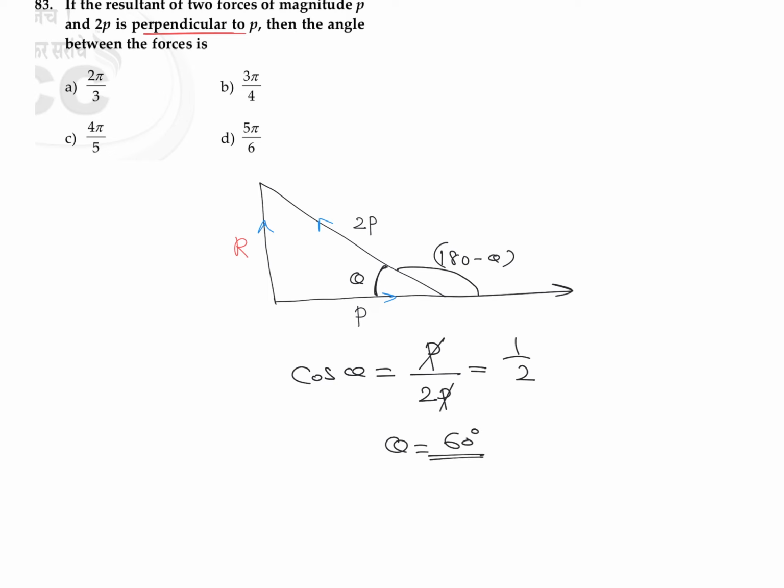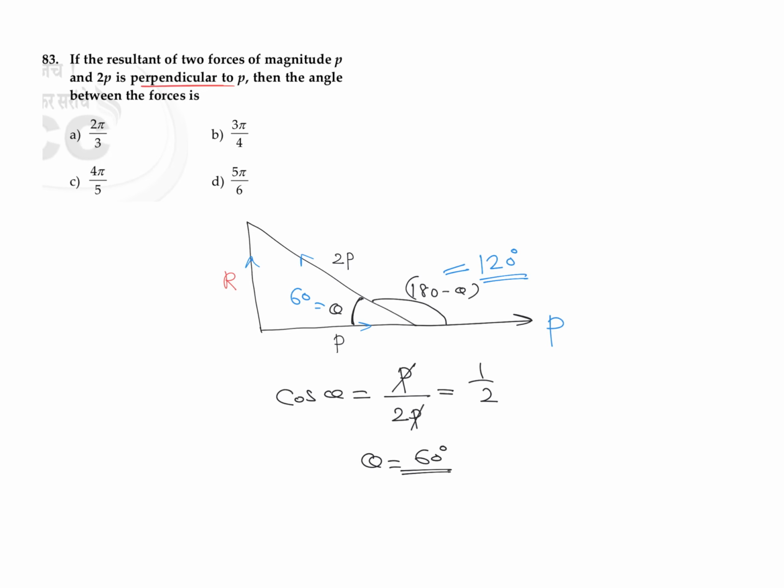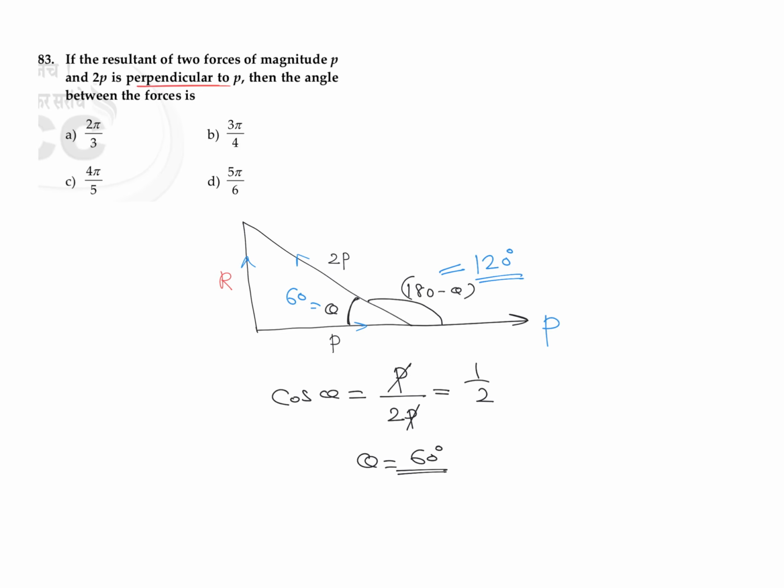So if theta is 60 degrees, we can write the angle between the P vector and 2P vector as 180 minus 60, that is equal to 120 degrees. Or this 120 can be written as 2 times 60, or 2 times pi by 3. Pi radians is nothing but 180 degrees. So 180 by 3 is 60, 60 into 2 is equal to 120. So in terms of radians, you can write it as 2 pi by 3.